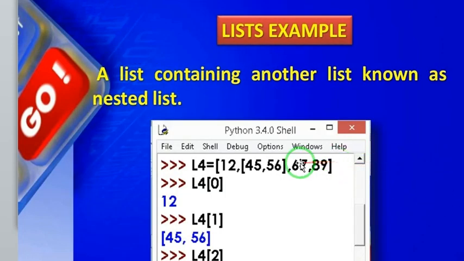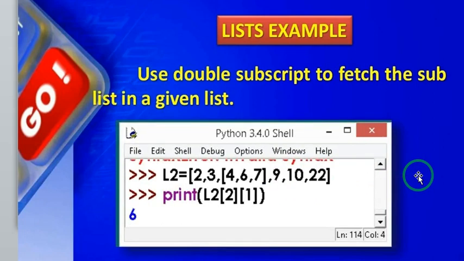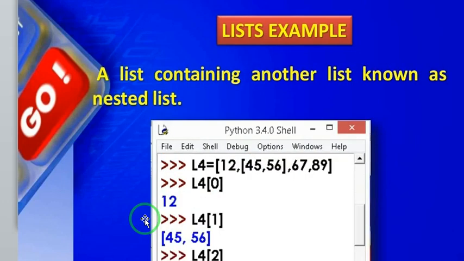A list inside another list is called a nested list, and we use double subscripts to fetch the sublist in a given list. So let's say, for example, in this list we use 2, so 0, 1 and 2. Note that 2 is the entire list inside it. Now we once again start from 0, but this is only valid inside this list. So 0, 1. So 6 is the given number. That's how you go about it.